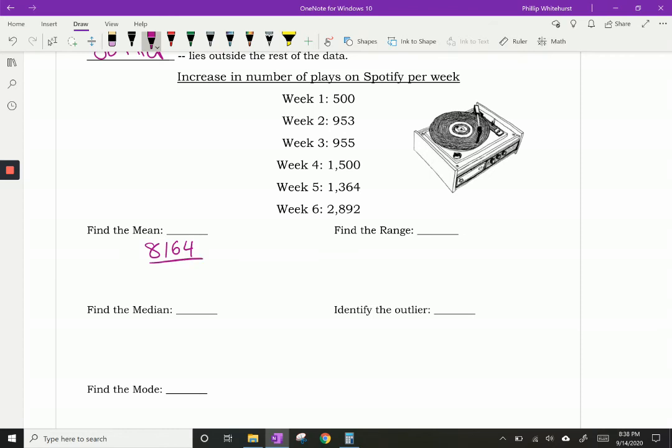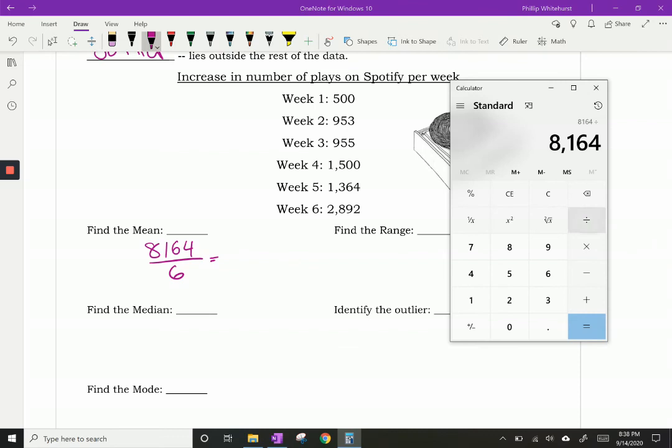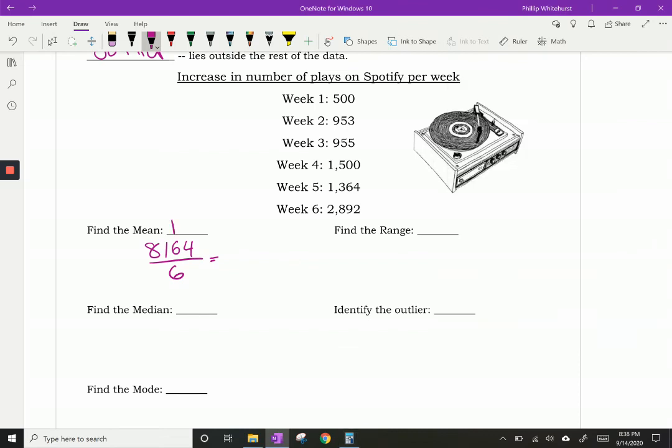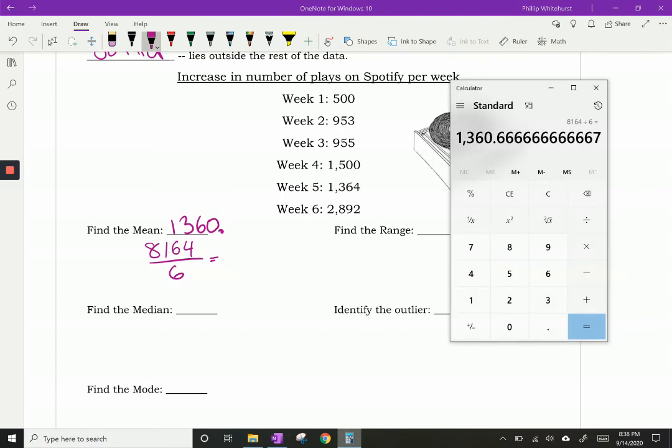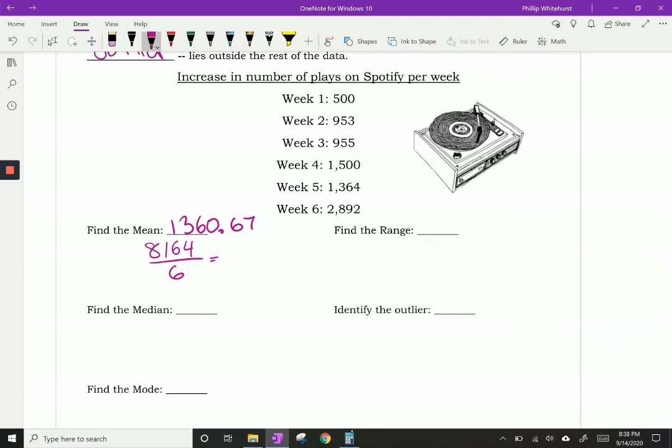Now remember, when we find the average, we have to divide that by however many numbers there were. There were 6 weeks, so we got to divide that by 6 to find our average. So in this case, it's 1,360. We'll keep the decimals for now. We'll say 67. So the average it increases every week is by 1,360.